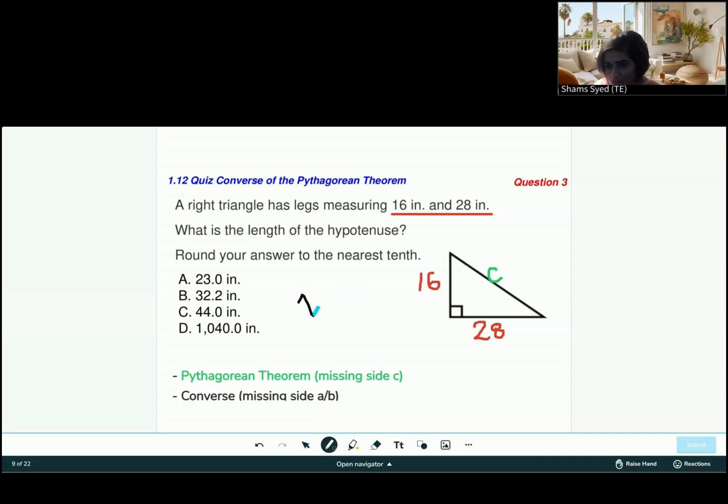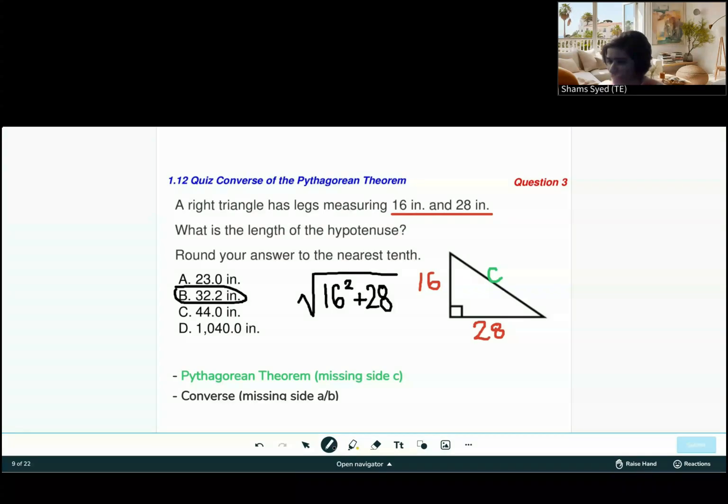So let's do the square root of, add the squares of the two shorter sides, 16 squared plus 28 squared. Put this in the calculator, get an answer. And Dwayne says B is the answer. What did other people say? Reina, add the squares. Damira says B.